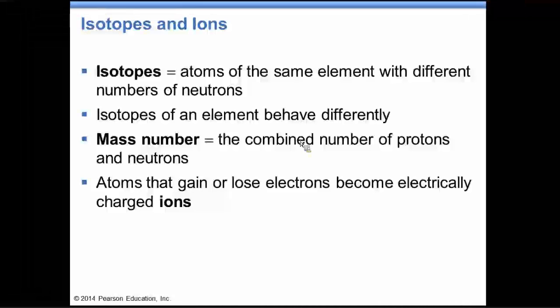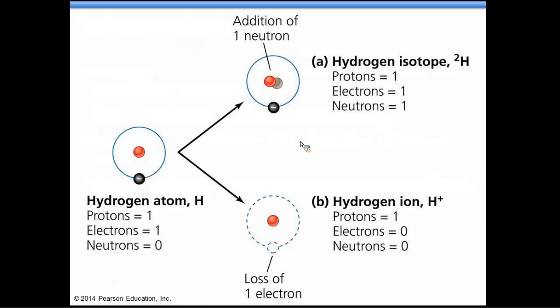Ions. Atoms may gain or lose electrons, thereby becoming ions. Electrically charged atoms or combinations of atoms. In this slide, we have an example of a possible hydrogen isotope and also a possible hydrogen ion.